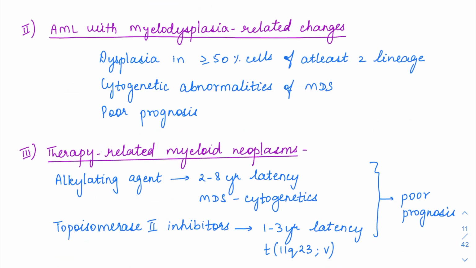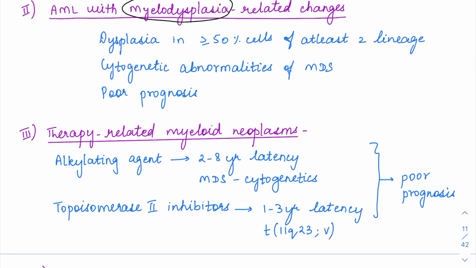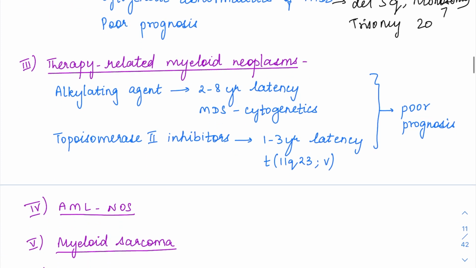Okay. Then the second category will be the AML with myelodysplasia-related changes. As the name suggests, there is going to be some kind of myelodysplasia. Already I mentioned MDS can transform into AML. With myelodysplasia, in the sense, there is going to be dysplasia in the myeloid cells. And for calling it AML with myelodysplasia-related changes, we have to have dysplasia in more than 50% of the cells, at least involving 2 myeloid lineages. And they have to have the characteristic cytogenetic abnormalities which we see in an MDS. Those will usually be deletion 5q, monosomy 7, trisomy 20 and so on. So, these cytogenetic abnormalities associated with MDS should be present in the AML as well. And this AML with MDS is going to have a very poor prognosis.